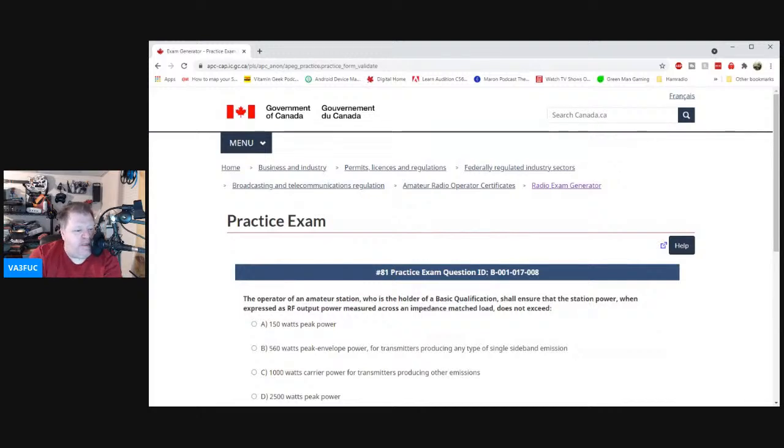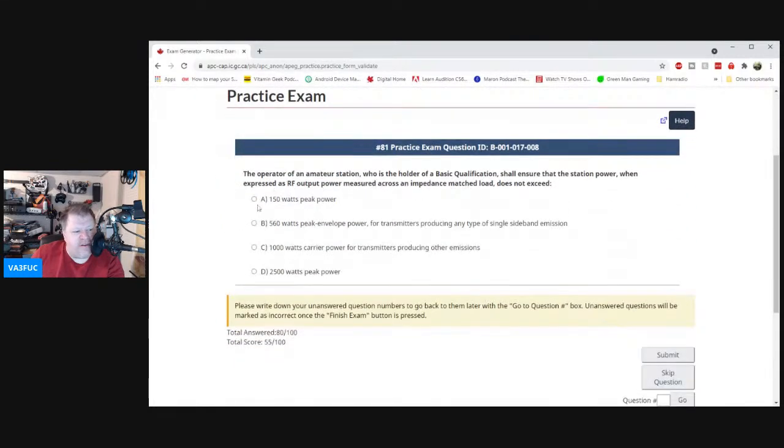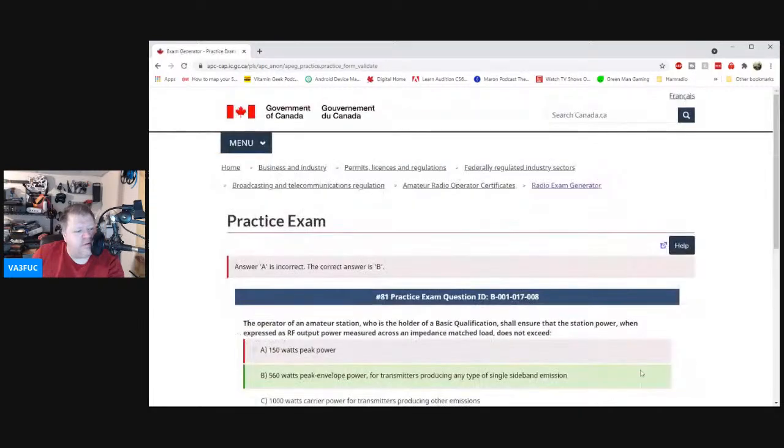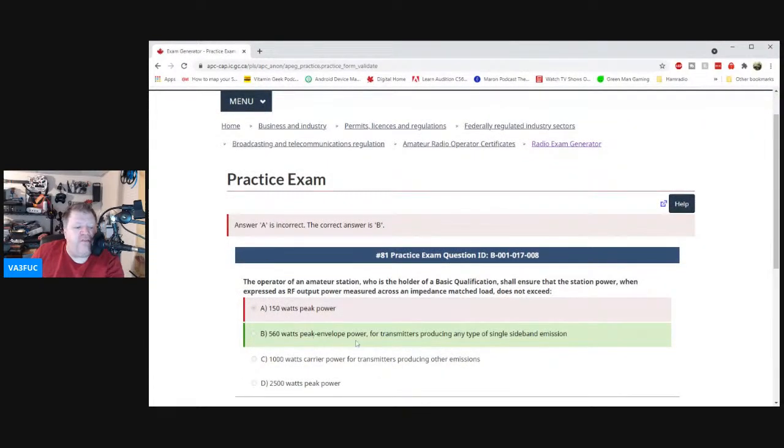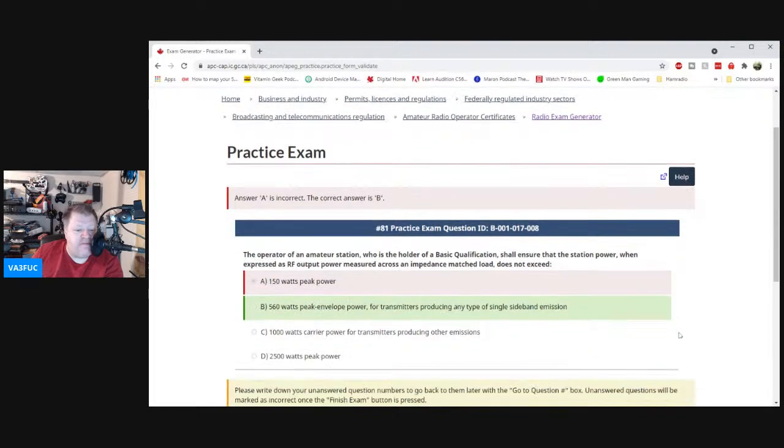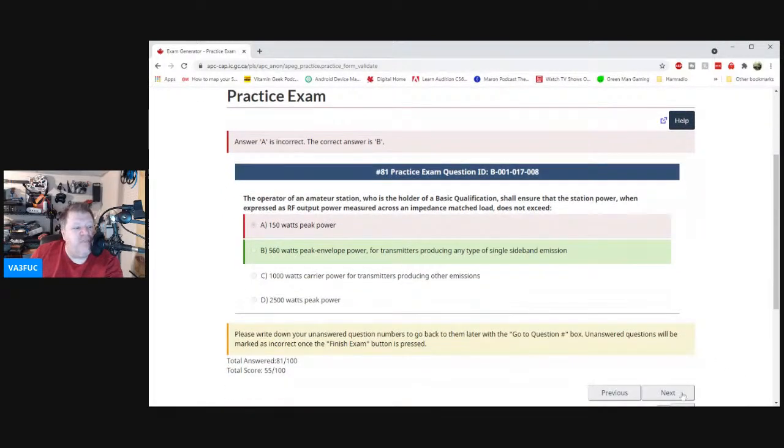The operation of an amateur radio station who is the holder of a basic qualification shall ensure that their station power, when expressed as RF output power measured across an impedance matched load, does not exceed 150 watts, 560 peak envelope power for transmitting and producing any type of sideband emissions, 1,000 watts of carrier power for transmitting into other emissions, or 250 watts peak power. If I remember correctly, I believe it's 150 watts of peak power I'm allowed. Note they were looking for 560 watts envelope power for transmitting through any type of single sideband emissions. That's what you were looking for.